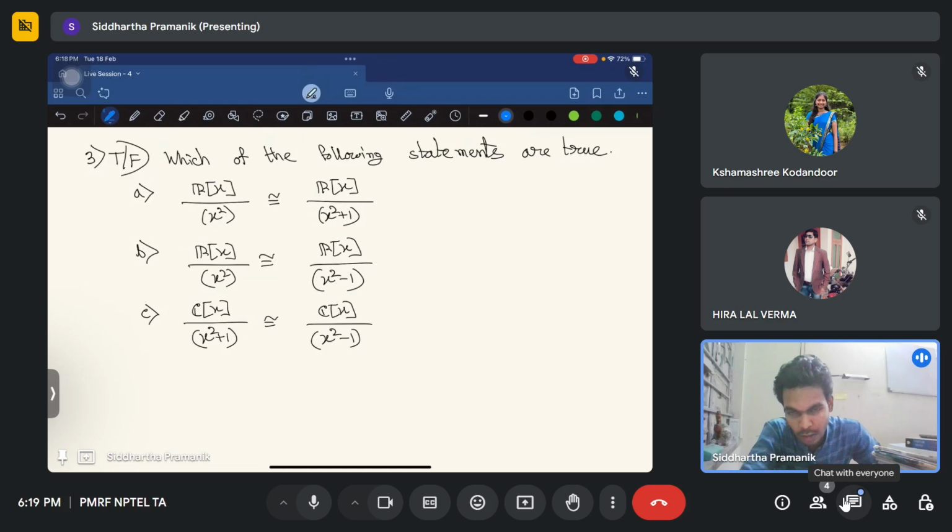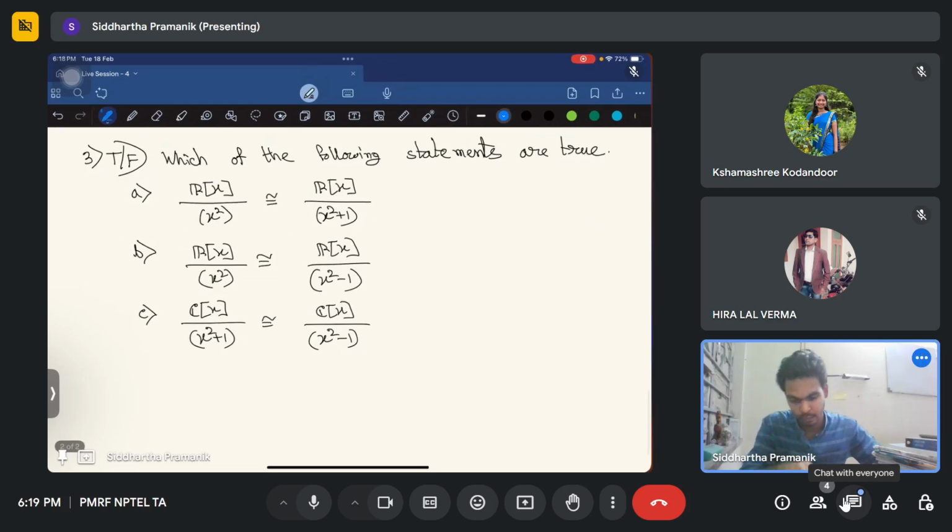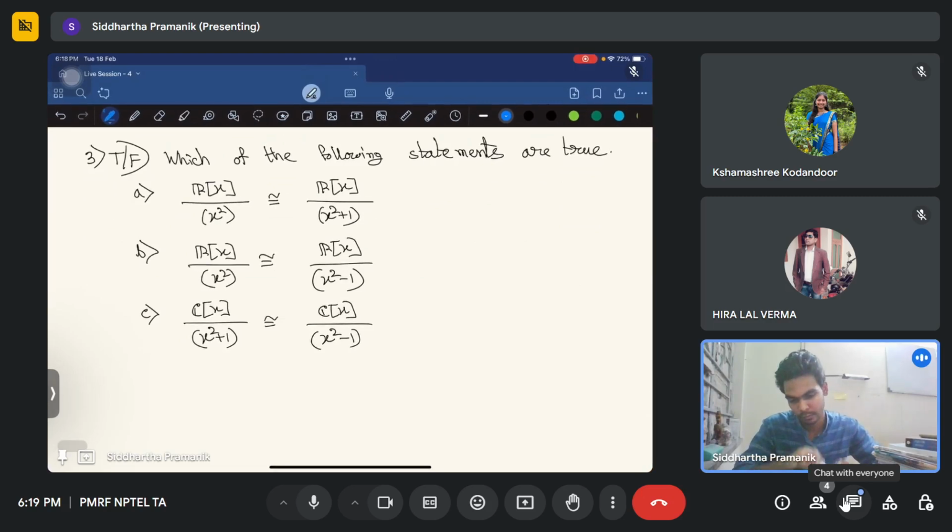So first try to see the first problem. Is this an isomorphism?